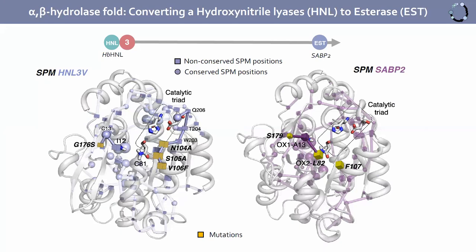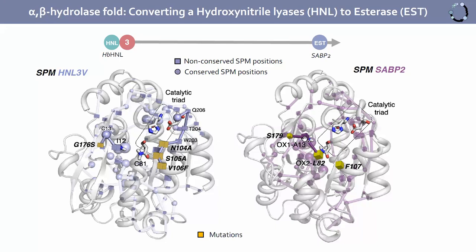So then we decided to apply our methodology to identify these paths of connected, correlated residues. Here I'm showing the SPM of the esterase, which is our reference enzyme, and the SPM of the HNL3B, the HNL that already has the three mutations. You see spheres and boxes. The boxes are those positions that are not conserved between SABP2 and HNL, positions that we identified as not conserved. And the spheres are the ones that are conserved, with exactly the same amino acid at these positions. We decided to focus on two different regions. First, very important, these are the oxyanion hole residues.